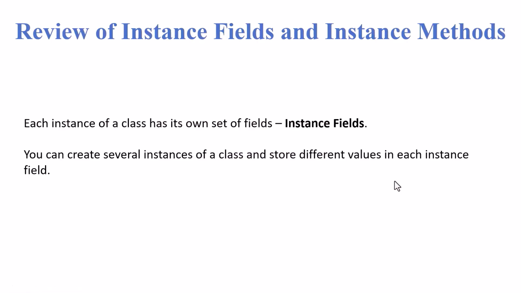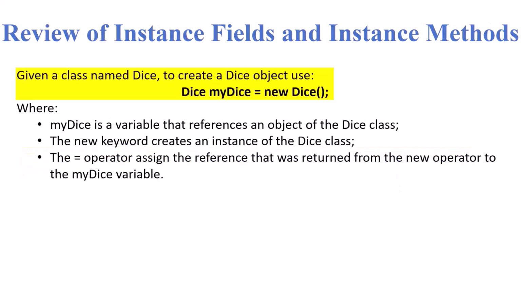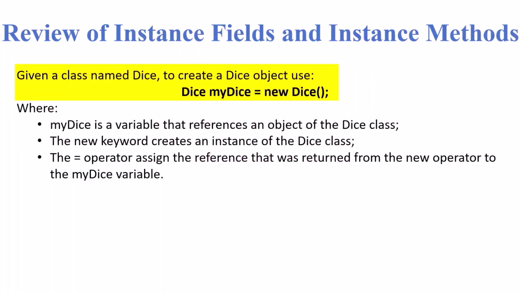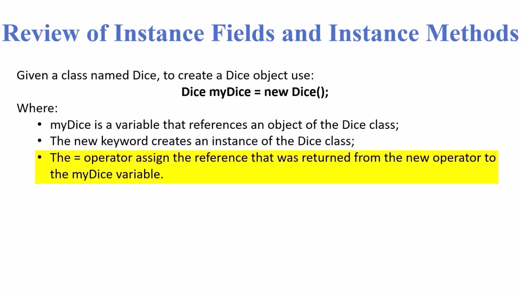First of all, let's look at a review of the static instances. Let's review the instance fields and instance methods first so we get an idea of where we're going with this. Right now, we know that each instance of a class has its own set of fields, instance fields. You can create several instances of a class and store different values in each instance. For example, given a class named dice, to create a dice object, we use dice myDice = new dice. What's going to happen is we're going to create a myDice object, an instance of a dice object right here. MyDice is a variable that references the object of the dice class. The new keyword creates an instance of the dice class, and the equal operator assigns the reference that was returned from the new operator to the myDice variable.